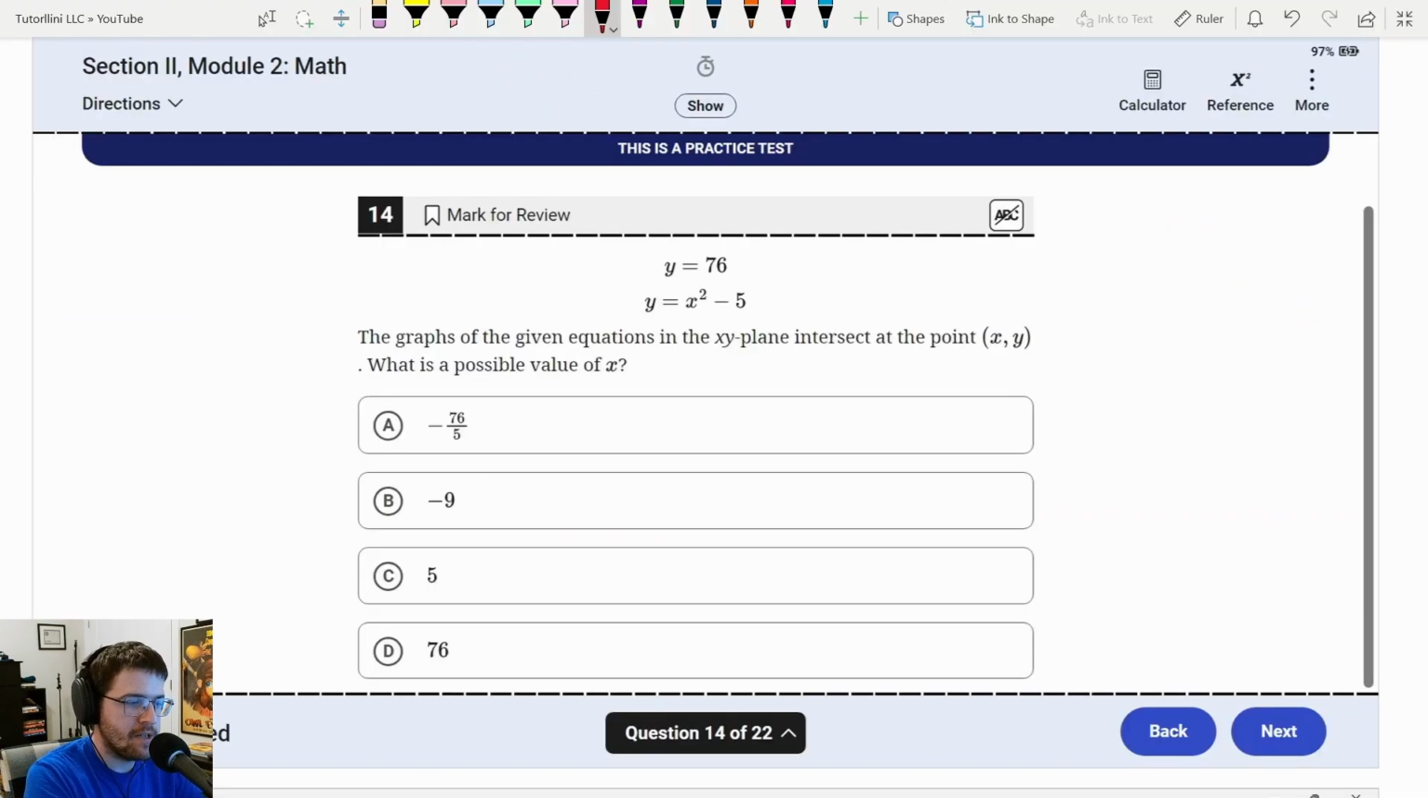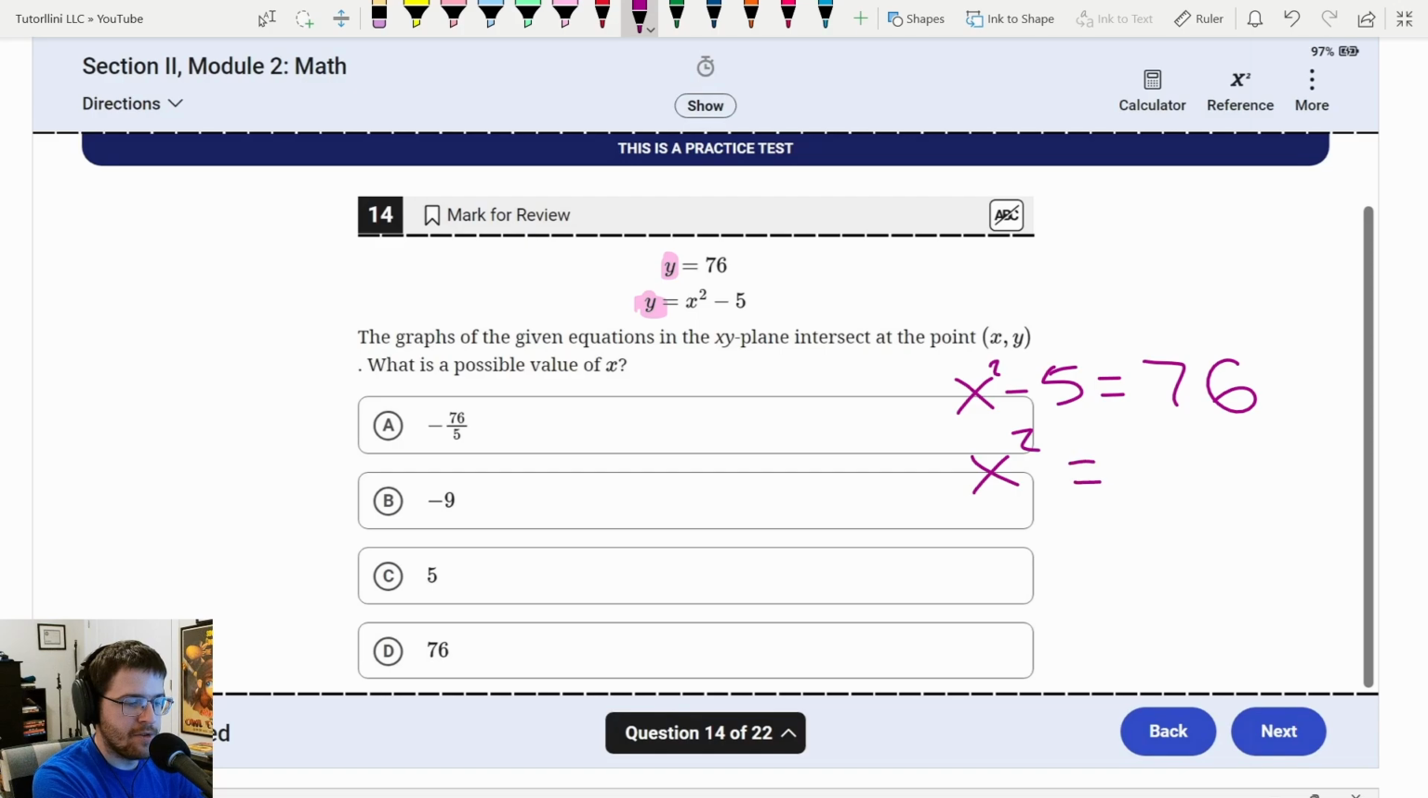Okay, question 14. This is a linear quadratic system, so the strategy is usually to substitute for y. So what I'm going to do is, I notice really conveniently, I got y by itself for both of them. So I can substitute it and it'll just kind of be gluing them together, right? So let's say I have x squared minus 5 equals 76. They must be equal to each other. To solve for x, I'm going to add 5 to both sides.